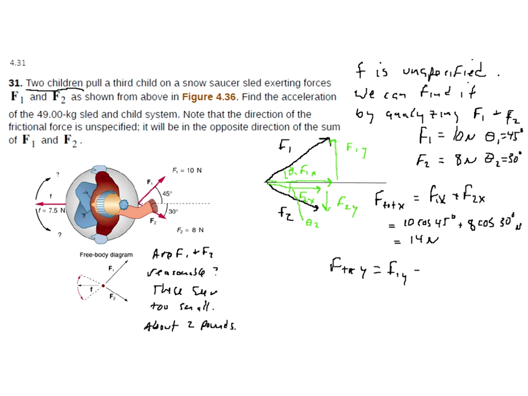F total in the y direction is F1y minus F2y, because one of them is up, one of them is down. So F1y is 10 sine 45 degrees minus 8 sine 30 degrees. The units of that is newtons, and that equals 3.1 newtons.